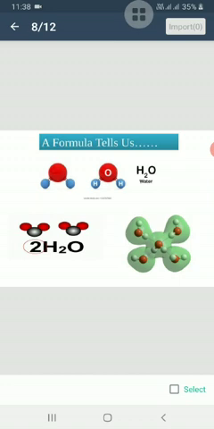Now H2O represents one molecule of water. The formula represents the molecule of the compound, meaning how many molecules are present there. But if we write 2H2O, there are two molecules of water. And if we write 5H2O, it means 5 molecules of water, as shown below.